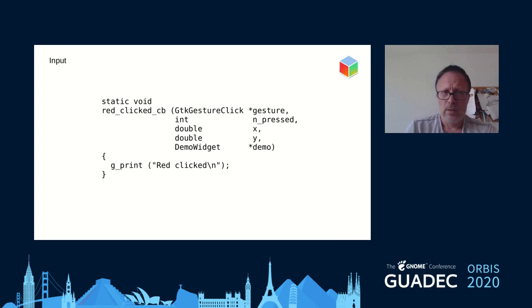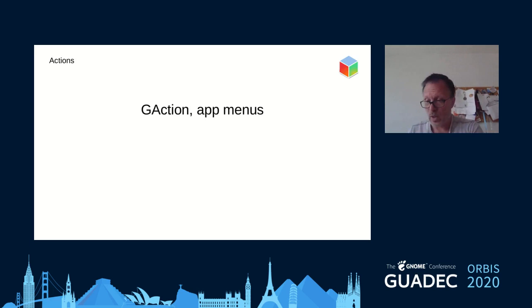Part of the reason why this demo was not very convincing or interesting is that there was no real need to use the event controller here in the first place. I could just have used a button widget instead and connected to the clicked signal. Another reason why it's not very convincing is that there was no real action to be triggered. I just printed a string. And maybe that's something we should fix. So let's talk about actions and what we can do for that.